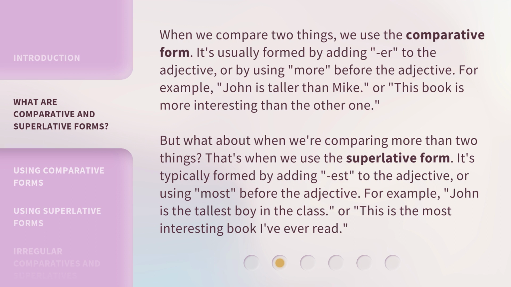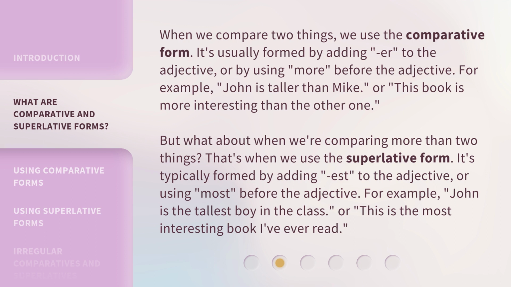When we compare two things, we use the comparative form. It's usually formed by adding "er" to the adjective, or by using "more" before the adjective. For example, John is taller than Mike. Or, this book is more interesting than the other one.